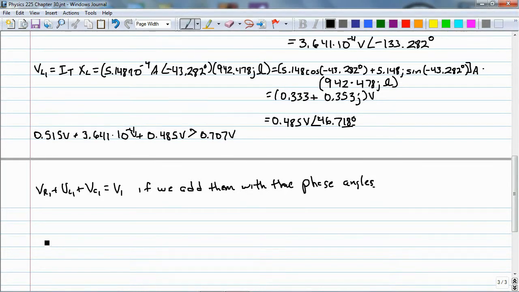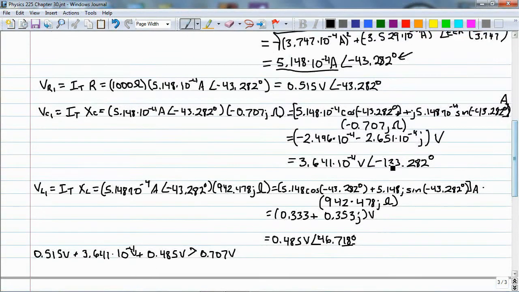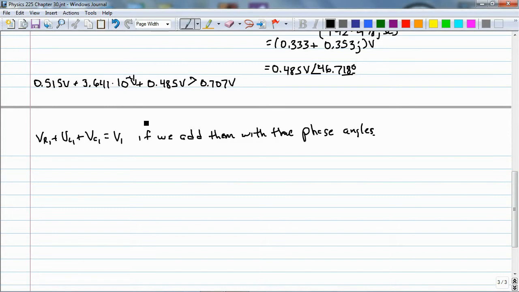And I'll leave that exercise up to you to determine, but it does work out. If you take the phase angles into account, convert these voltages to their rectangular equivalent, add up the reals, add up the imaginaries, and then convert it back into polar, you will come up with this value. So the whole part of doing an AC circuit is remembering that everything has to be done in phasors.